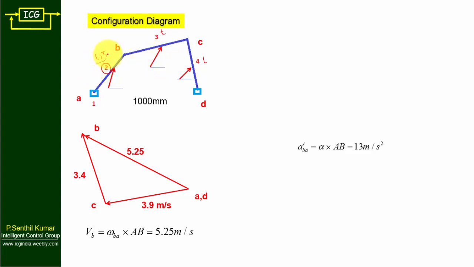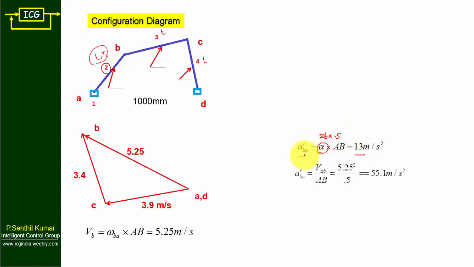But for the crank, both alpha and omega are given, so I can find the tangential and radial component for crank 2. You just refer to the question. There is an angular velocity and angular acceleration, which means I need to calculate the radial and tangential components for the crank. So what is the formula for the tangential component? Alpha into the corresponding link length. Alpha for the crank is given in the question, it will be 26 radian per second squared, then AB 0.5. You will get 13 meter per second squared.